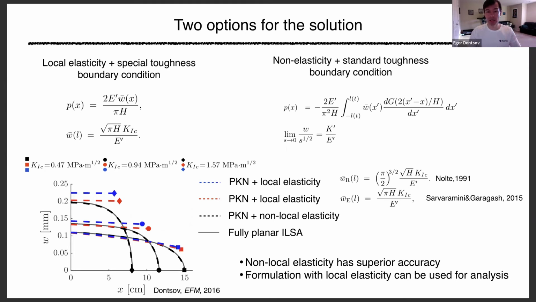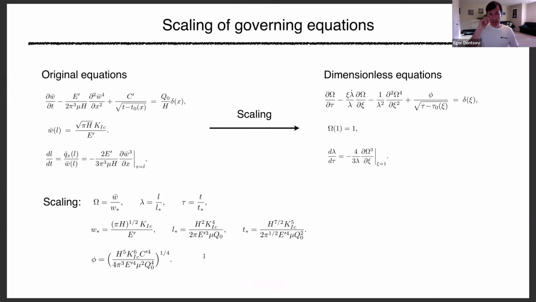For the analysis, I'm going to proceed with local elasticity, even though I know I'm adding a little bit of discrepancy near the fracture tip, because it has fewer parameters and is easier to analyze. And I think this is the last slide with equations, so bear with me, and then we start going with pictures and results.